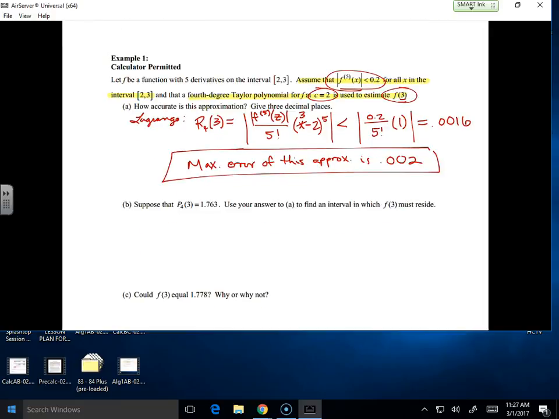So then letter B, what does it say? Suppose that P sub 4 of 3 is the actual one that you got when you were doing it, the 4th degree Taylor polynomial at 3. And it says use this answer and use what you did in A to find an interval in which f of 3 must reside. We could say P sub 4.